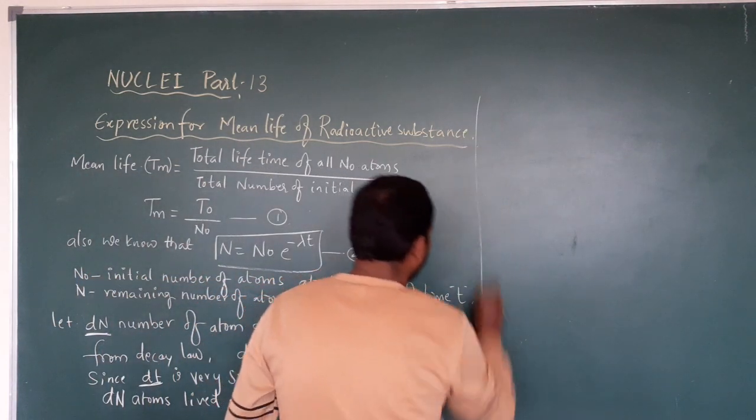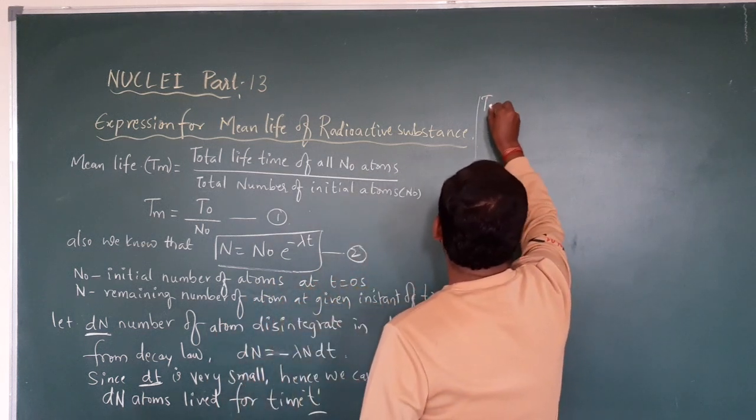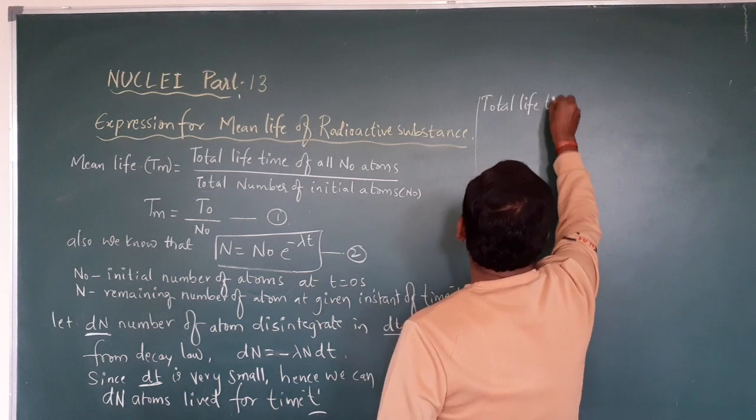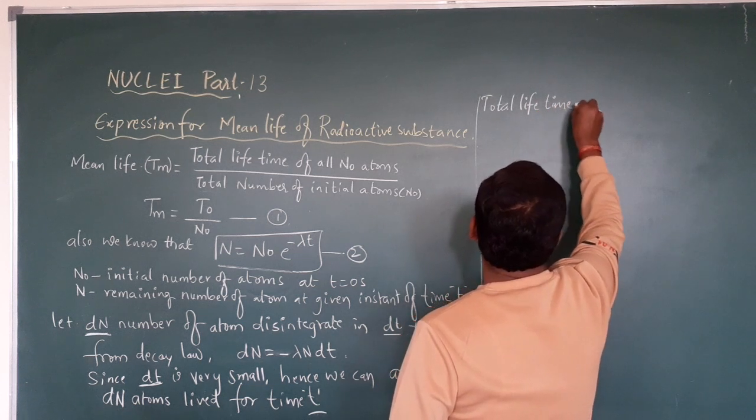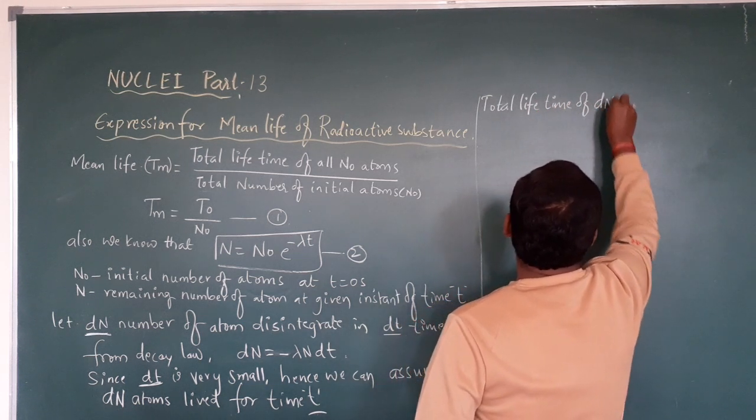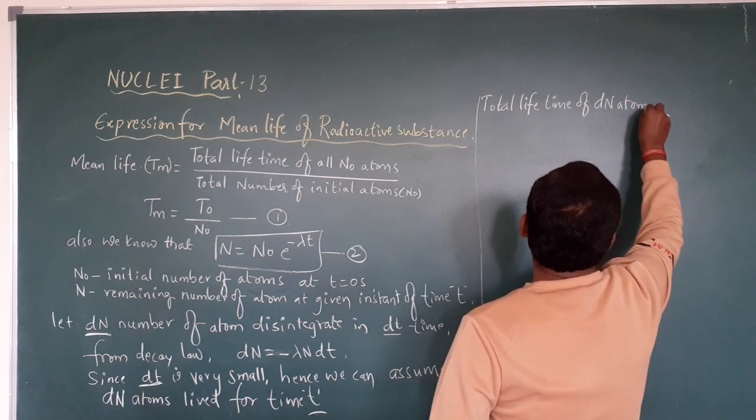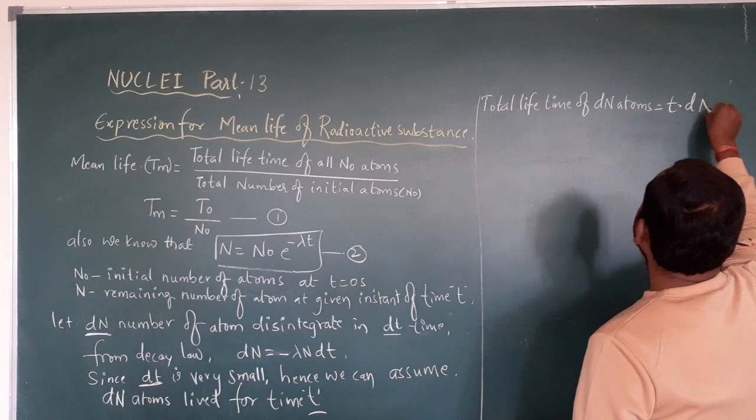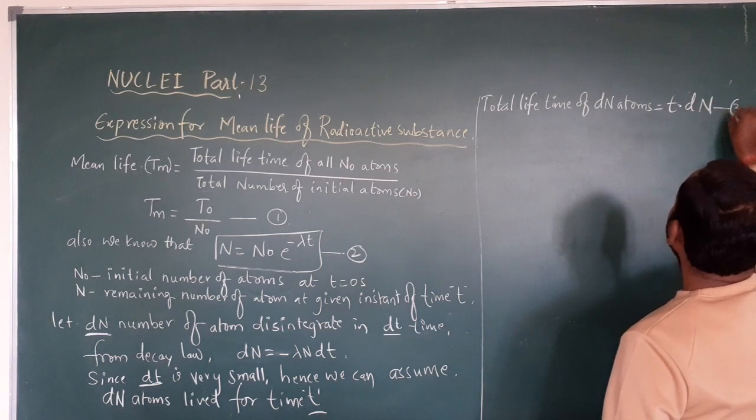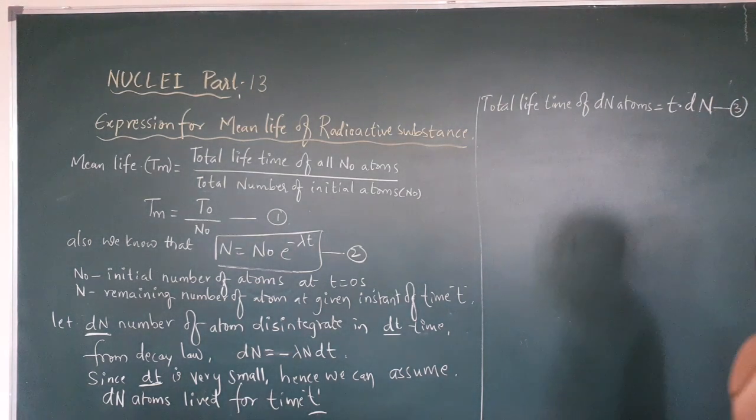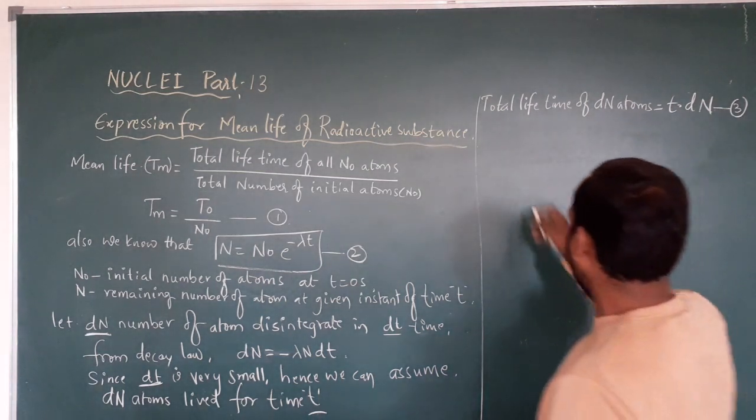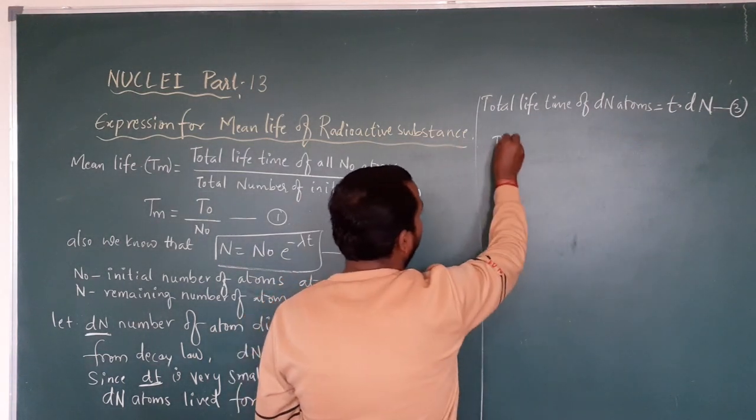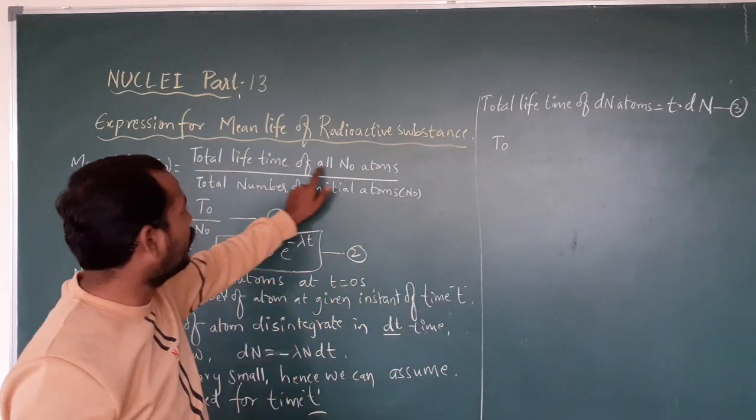Therefore, we can write here the total lifetime of dN atoms is equal to t into dN. This is expression number 3. This is a very important expression now, right? So integrating, this is the total lifetime of dN atoms, which is called T0. This is the total lifetime of dN atoms.